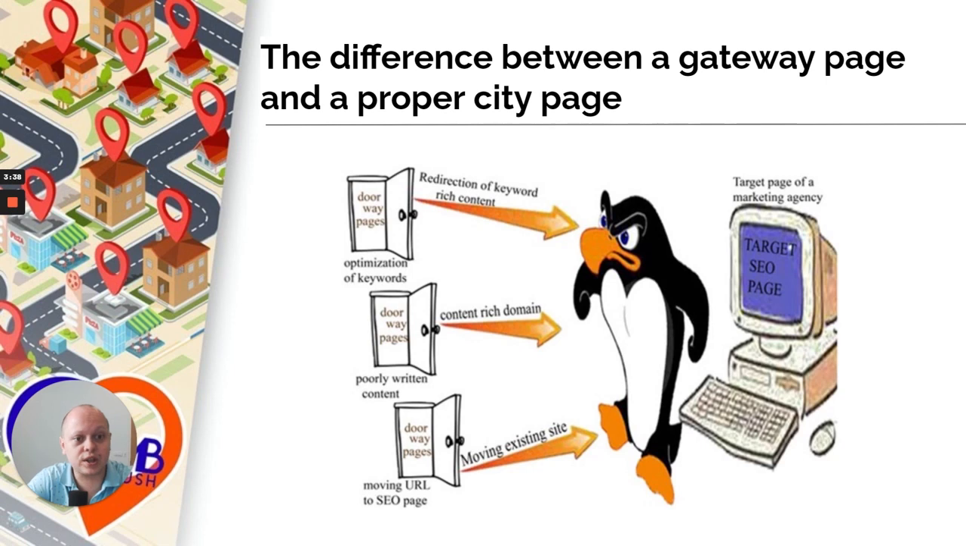As you can see in this picture, we have three items here for optimization of keywords. So it's over-optimized for keywords and has very little relevant content. And this will redirect, for example, to the target page of a marketing agency. You will probably get the Penguin penalty. Google doesn't like this. The same counts for poorly written content, of course, and moving the URL to an SEO page from an existing website. This is all not a proper city page. This is what Google identifies as doorway content.